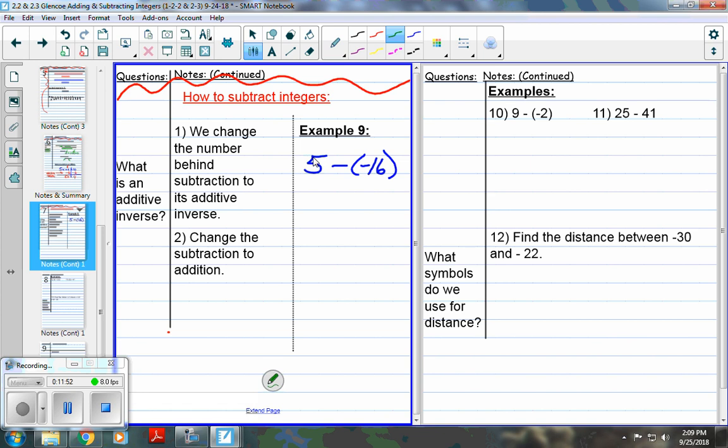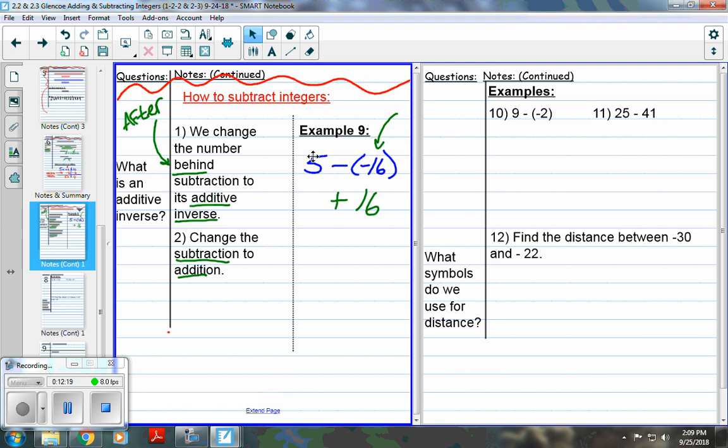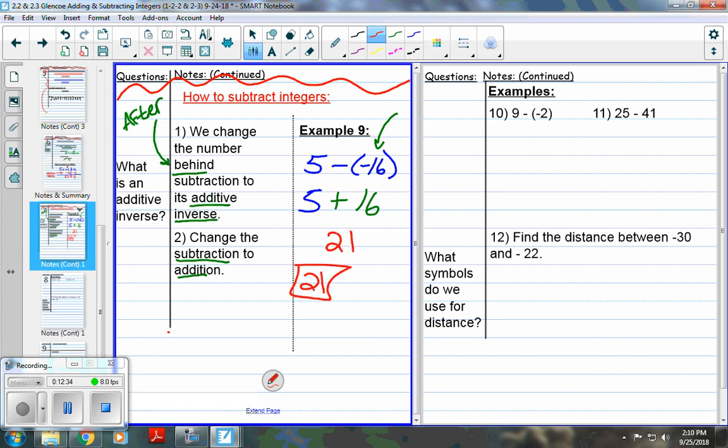So when we change them or behind, I've always had problems with students with this word behind. Just so you realize, a synonym for it in our math would be after. And remember, we read stuff from left to right. So the number behind our subtraction sign in this example 9 is a negative 16. So we're changing it to its additive inverse, which is just a synonym for its opposite. Then we change the subtraction sign into addition. And we're going to bring that 5 straight down. And now that we've changed it into an adding problem, we can use our adding rules. These are same signs. We add their absolute values. We end up with a 21. They're both positive, so it stays positive 21.